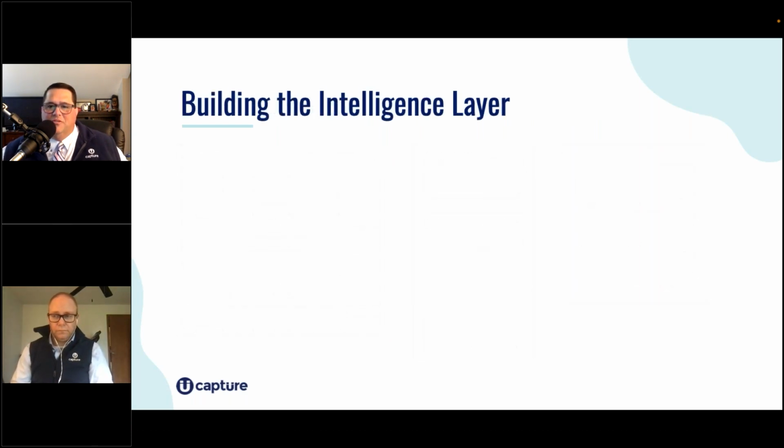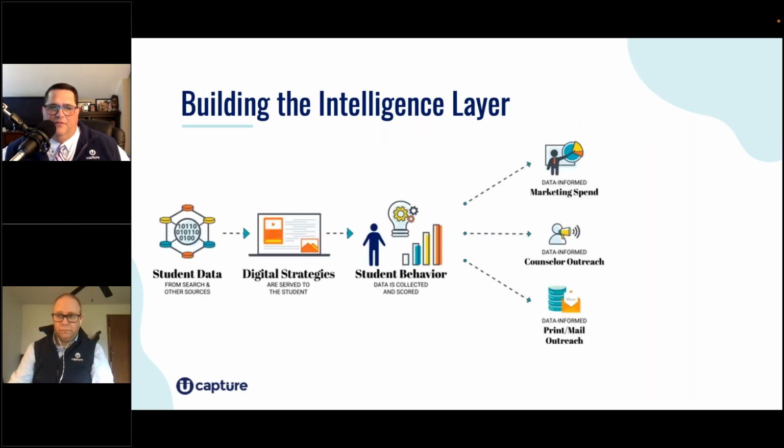So when we talk about bringing everything together, when we talk about building that intelligence layer, I made a little bit of a graph. On the far left side, looking at student data, that's all the data that we're getting from the different search services. So whether it's ACT or the College Board, or we're getting it from College Bound Selection Service or wherever, that's where all that data comes in.